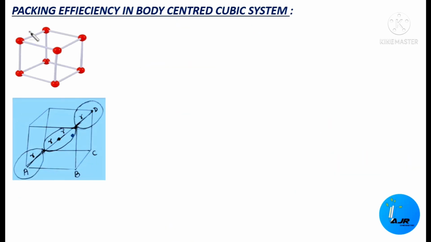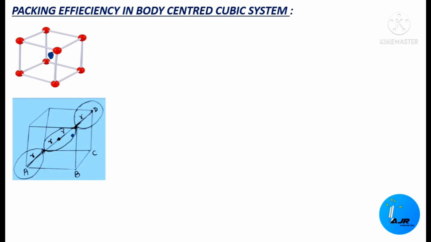Understood, students? Next, we are going to see the packing efficiency in body-centered cubic system. What is a body-centered cubic system? In a body-centered cubic system, you can see the atoms in the corners, just like the simple cubic and face-centered, along with one atom in the center of the body.